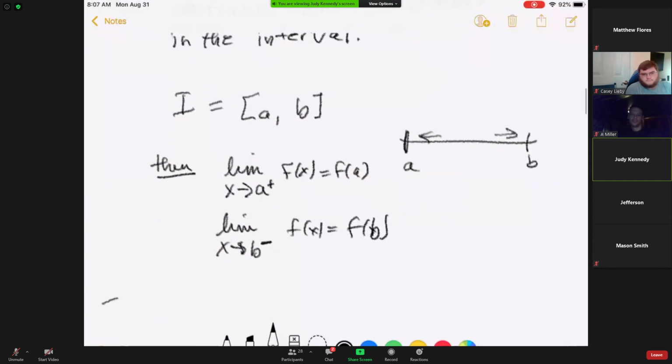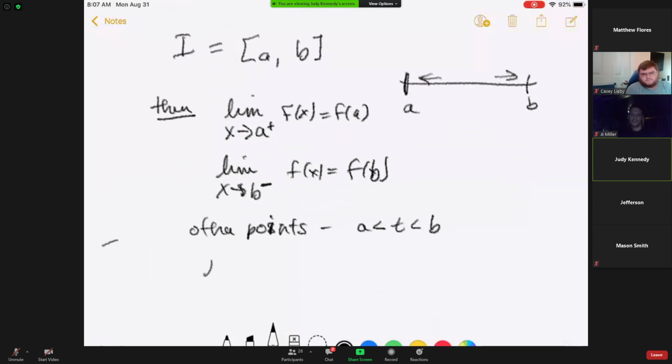And then the other points, call it T, so A less than T less than B. Then the limit as X approaches T, not one-sided, is F of T. So you make a special definition for A and B because you can only come close to them from the left or the right in that definition.